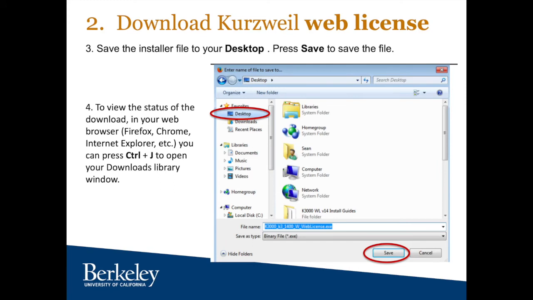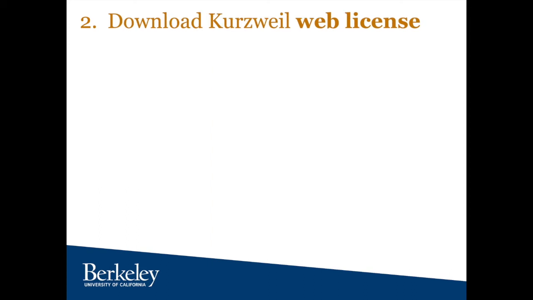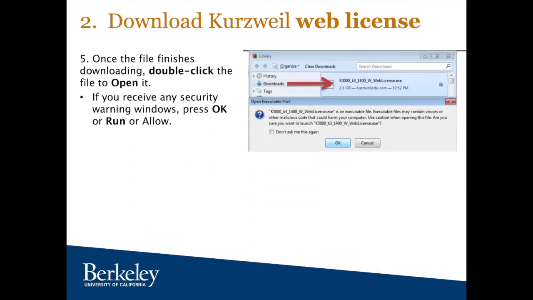To view the status of the download in your web browser, whether it be Firefox, Chrome, Internet Explorer, etc., you can press Ctrl+J to open your Downloads library window. Once the file finishes downloading, double-click the file to open it. If you receive any security warning windows, press OK or Run or Allow.